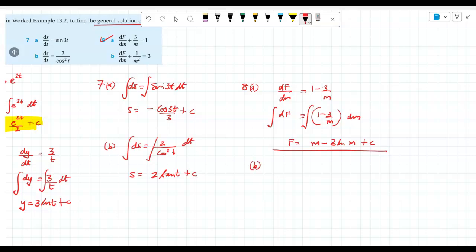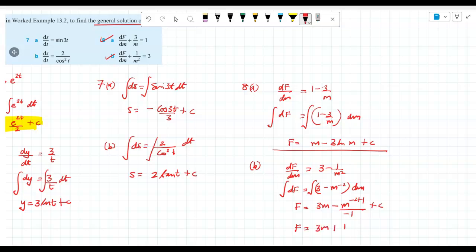Next, 8b. So df by dm, you take that on the other side, 3 minus 1 over m square. So df is equal to 3 minus m raised to minus 2 dm. Integrate both the sides. So f is equal to 3m minus m raised to minus 2 plus 1 upon minus 1. So f is equal to 3m plus 1 over m plus c.